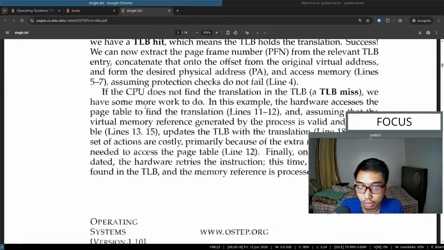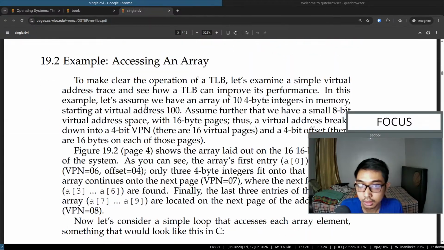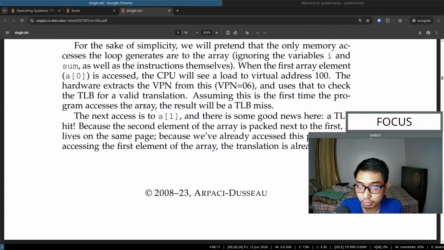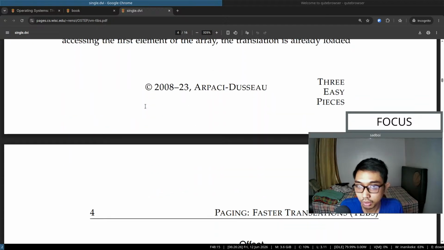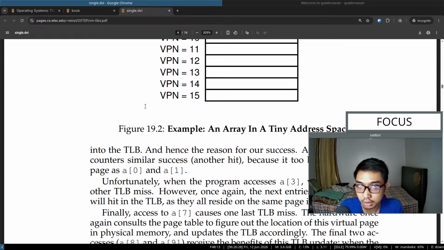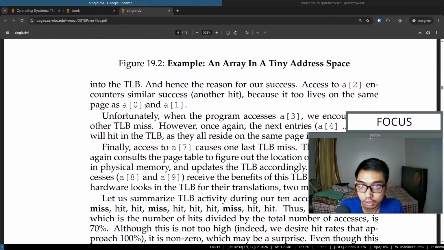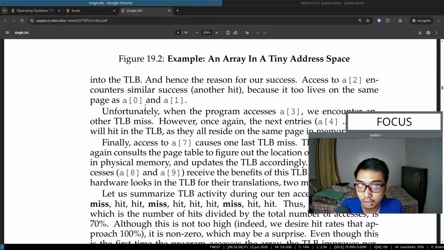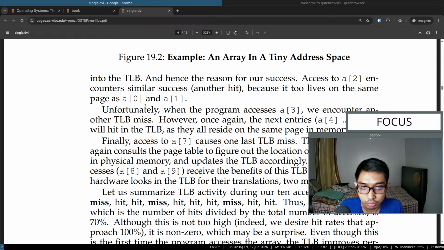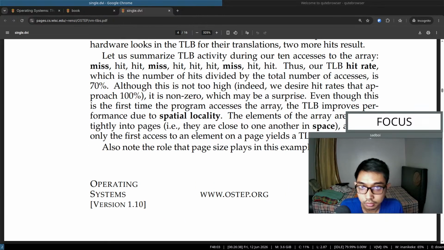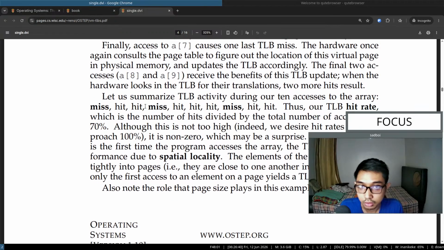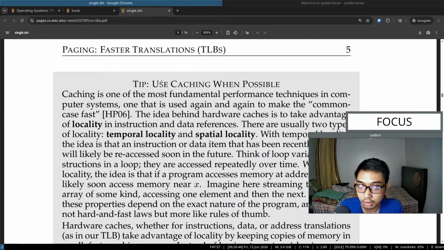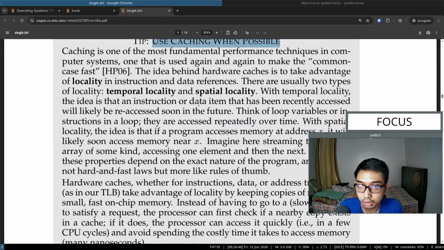Similar to how caches work, but the interesting part is what happens when the cache is out of date, like the translation has changed or something like that. I'm still not sure. Okay, use caching when possible, right?